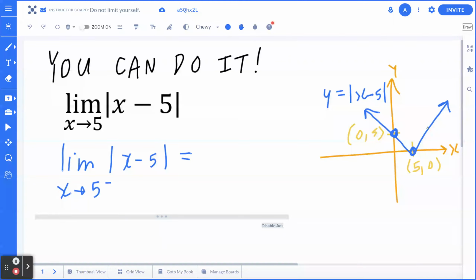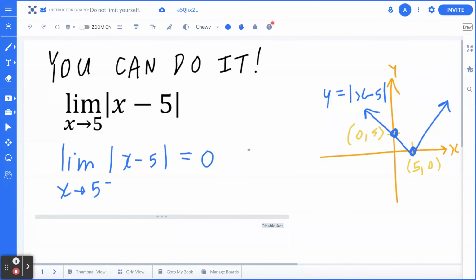Now, if you think about the left limit, what you're really doing is you're looking at the left-hand side of this graph, approaching 5, and finding the corresponding y value. So graphically speaking, when you find the left limit, the answer is going to be 0. Now, of course, you can always plug in 5 if you like, and 5 minus 5 would be 0. The absolute value of 0 will be 0.